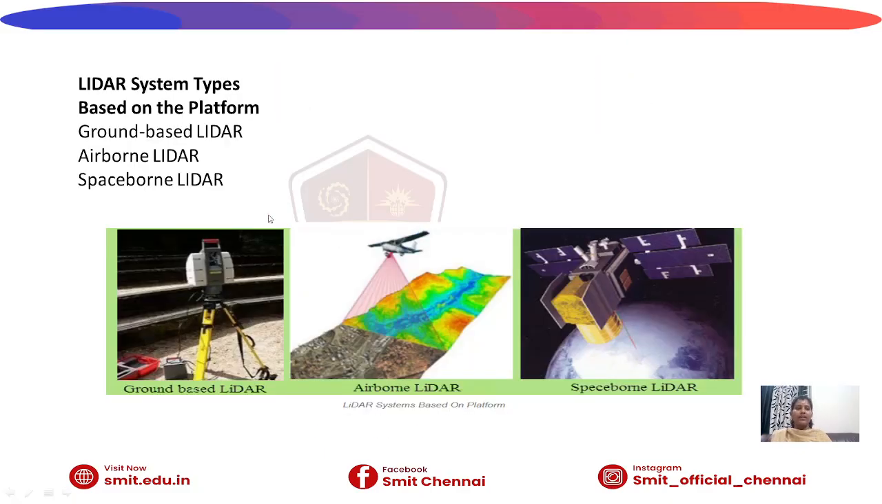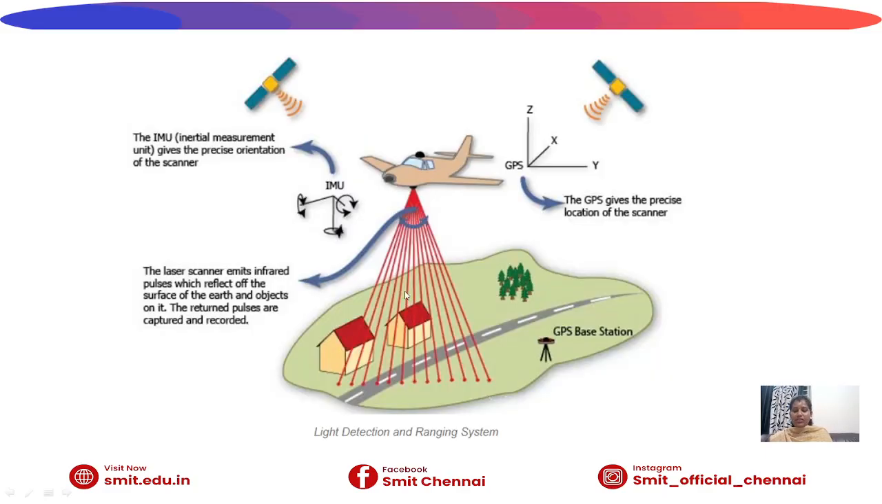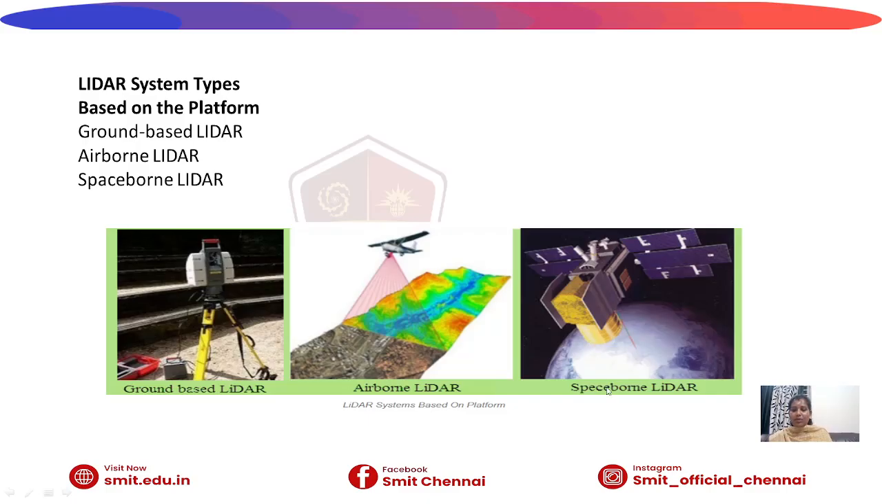So LiDAR system types based on the platform are ground based LiDAR, airborne LiDAR, and spaceborne LiDAR. Ground based LiDAR looks like this. Airborne LiDAR, I explained here. And this is the spaceborne LiDAR which is used in satellites. So from satellites also LiDAR is used to measure the distance between the Earth and the satellite, right?